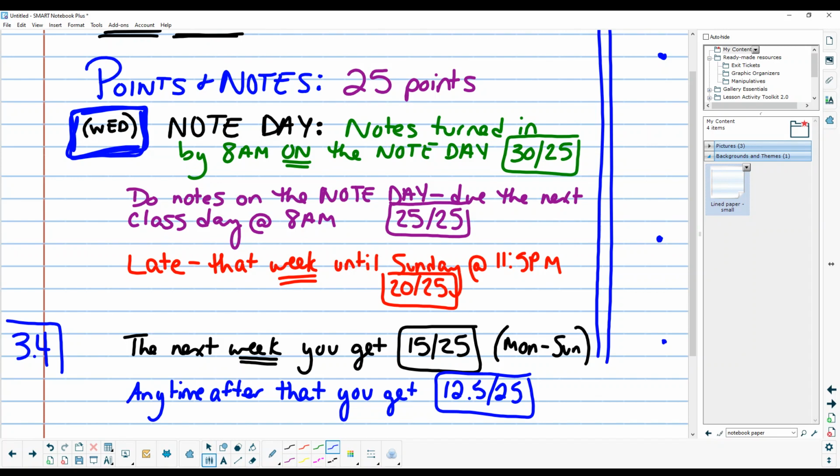If you turn them in after Thursday, so this is Thursday until Sunday, you would earn 20 out of 25. And then after Sunday, you get 15 out of 25, and then anytime after that, you get 12 and a half. Now, you realize this day could change, right?